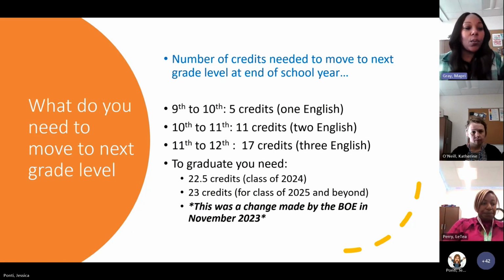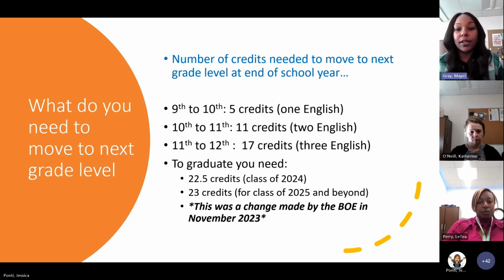All right, so what do you need to know to move forward to the next grade? It's very important that you know your credits, what you need to move on to the next grade level. So for instance, 9th graders, in order to become a 10th grader, you would have to earn at least 5 credits, and you would have to also pass your English. Same thing, 10th grade to 11th grade, you need to earn 11 credits and pass 2 Englishes. That's your 9th and 10th grade English.